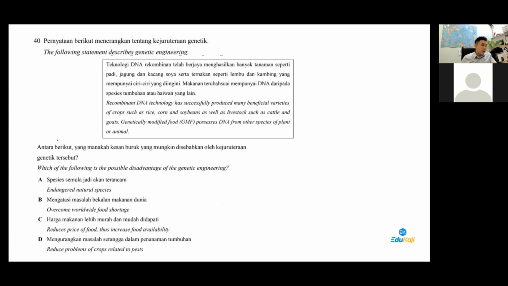Okay, last but not least, guys, which of the following is a possible disadvantage of genetic engineering? Yeah, they make it very obvious. This is more like an English question. All these are good except this is bad. So 40 A.